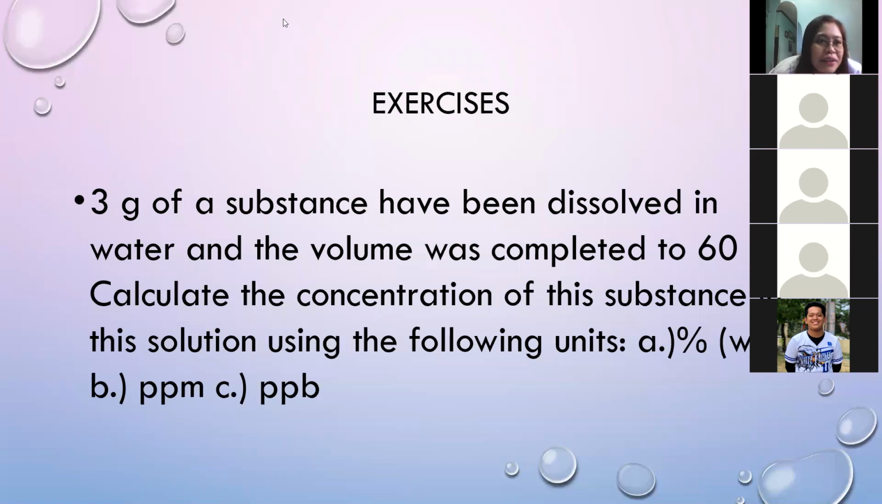Okay? So we have 5%, 5,000 ppm, 50,000 ppb. Okay?